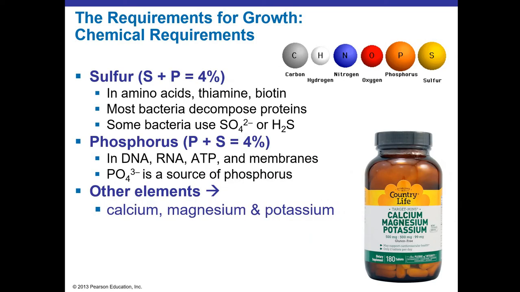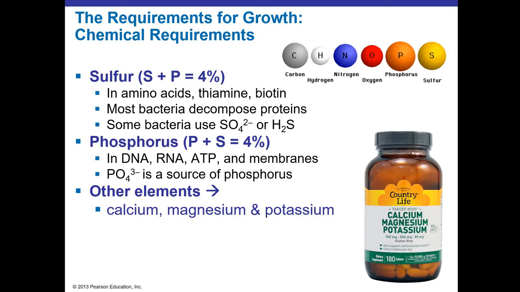Sulfur and phosphorus are about 4% of the dry weight of the cell together. And that's a little bit surprising if you think about it. Sulfur is found in amino acids and things like thiamine and biotin, and most bacteria, because they decompose proteins, can easily get sulfur. Some bacteria even use sulfur in the form of sulfates or hydrogen sulfide, but they're basically going to use that sulfur to make amino acids as they need to build proteins.